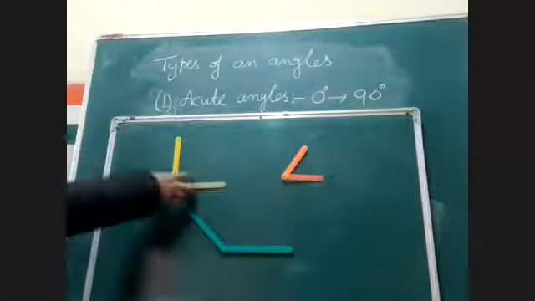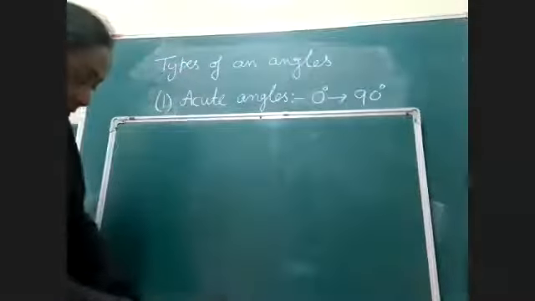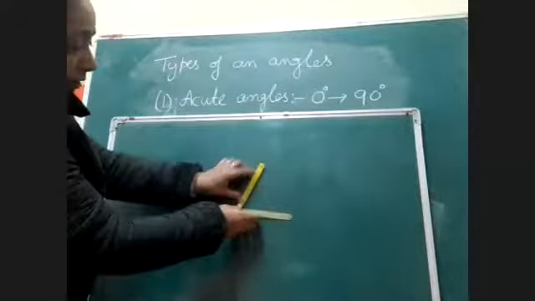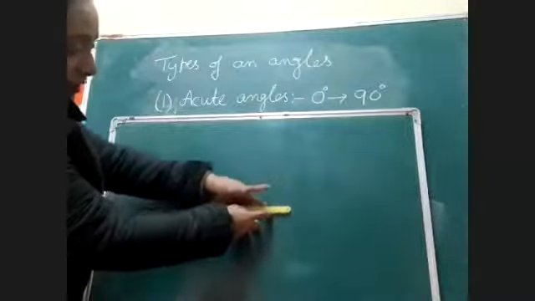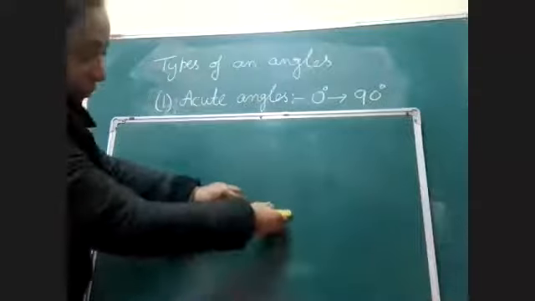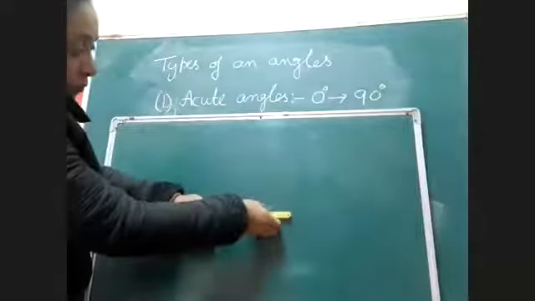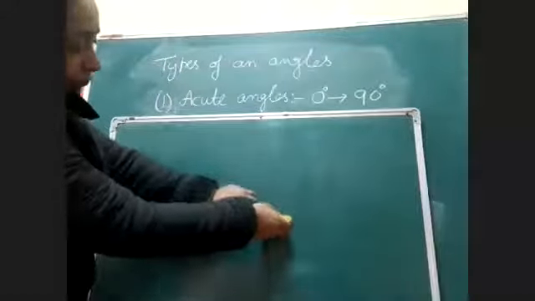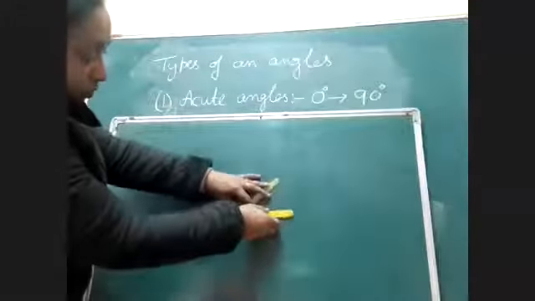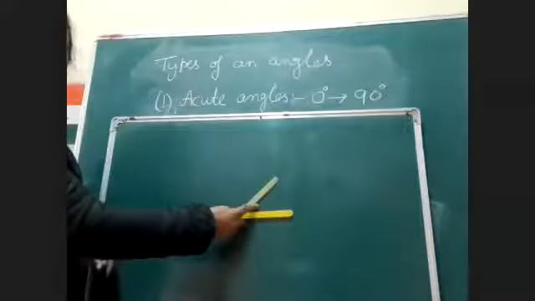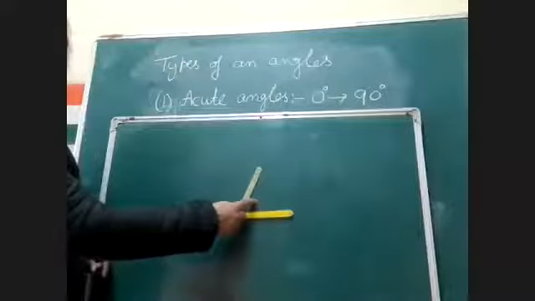Now, in the classification of these angles, friends, this is an angle. We start from 0. In the protractor, you can see all angles starting from 0. So let's start here. First is the acute angle. This angle is an acute angle. Again, this is an acute angle.